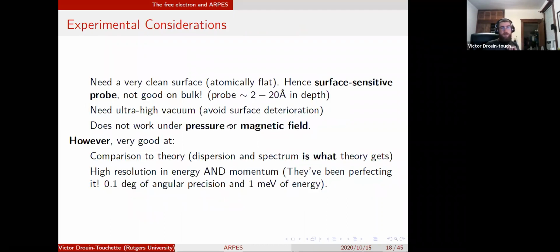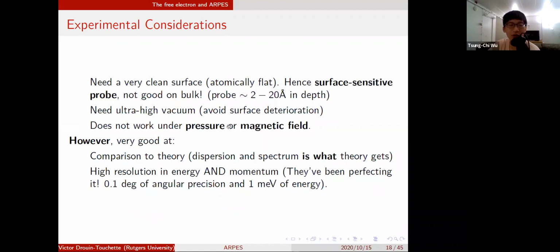Can I ask a question? Yeah, go ahead, Tsung-Chi. How do you know it is due to phonon but not other effects?